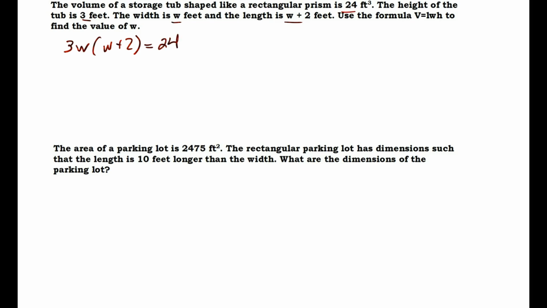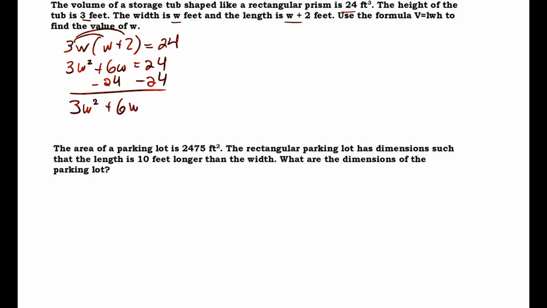Well, what do you think we have to do here? First of all, this doesn't help us because we can't use the zero product property, since it's not in the form. It's not equal to 0. So let's do what we've been doing. Distribute: 3W squared plus 6W is equal to 24. What do we think we have to do now? We have to subtract 24 from both sides. And we get 3W squared plus 6W minus 24 is equal to 0.